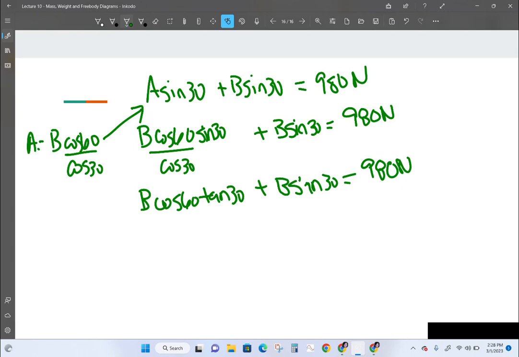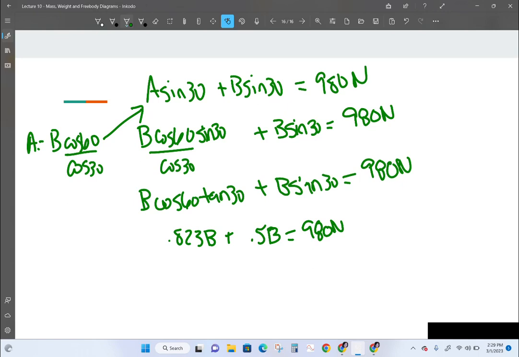The reason why I substituted in was because I had two unknowns here, and so I had to use the other equation to get an expression to get rid of one of those so that I could have only one unknown. Well, cosine of 60 is 0.5, and tan of 30. So I'm just going to take cosine of 60 times tan of 30. And that decimal is 0.823. So this is 0.823B plus sine of 60, which is 0.5B, equals 980 newtons.